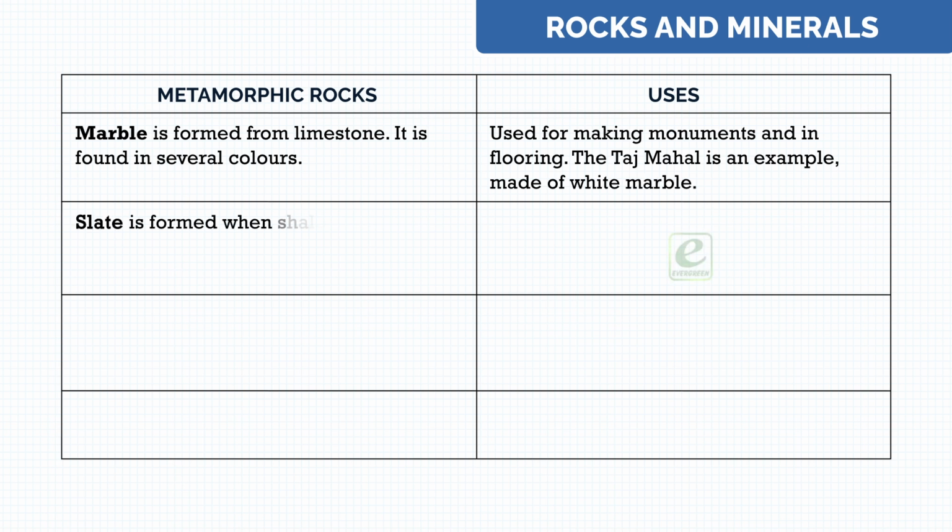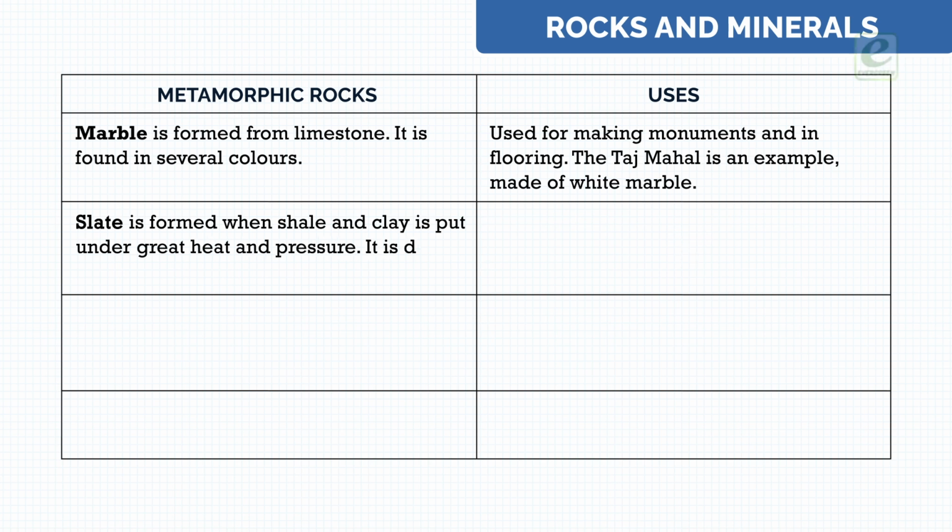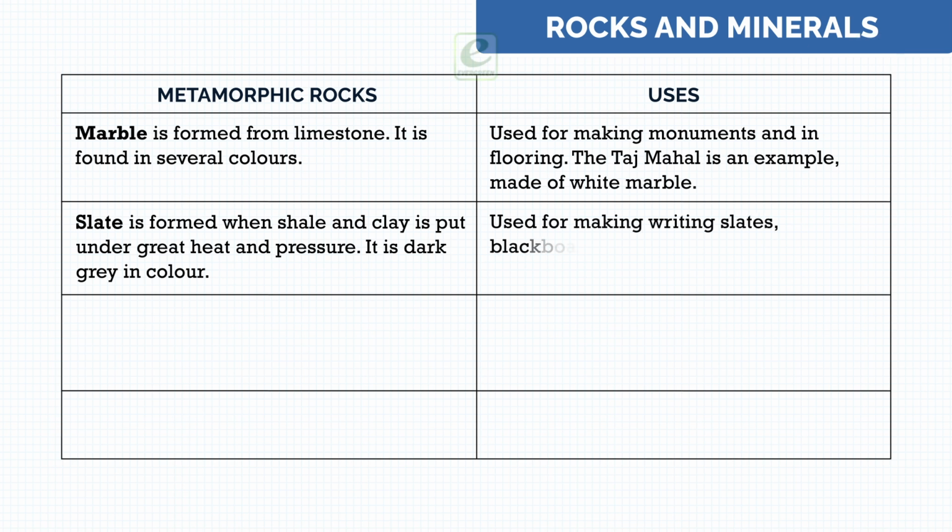Slate is formed when shale and clay are put under great heat and pressure. It is dark grey in color. Used for making writing slates, blackboards, and roofs of buildings.